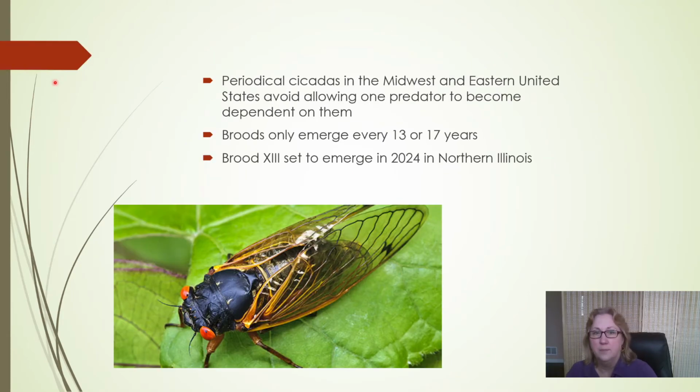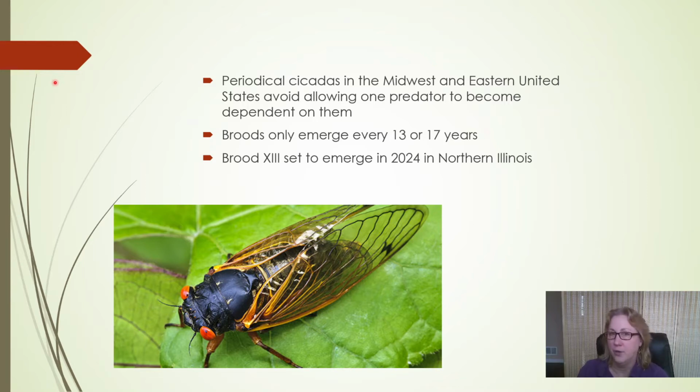Species have evolved elaborate strategies to not have predators become dependent on them. Here in the US, we have several species of cicadas called periodical cicadas that don't emerge every year. We do have annual cicadas that emerge every year, so we do hear some cicadas singing every year. Periodical cicadas, though, are spread around the Midwest and the eastern and southeastern United States, and there are different groups of them. There are 13-year cicadas and 17-year cicadas.